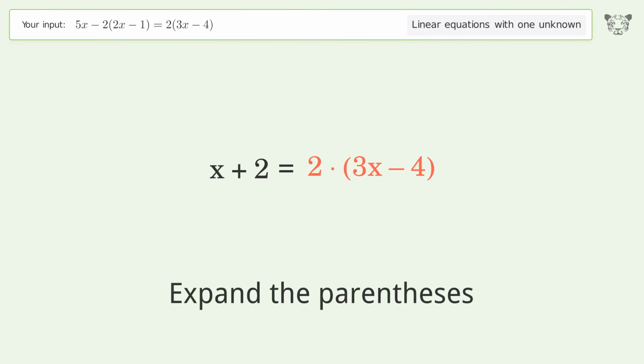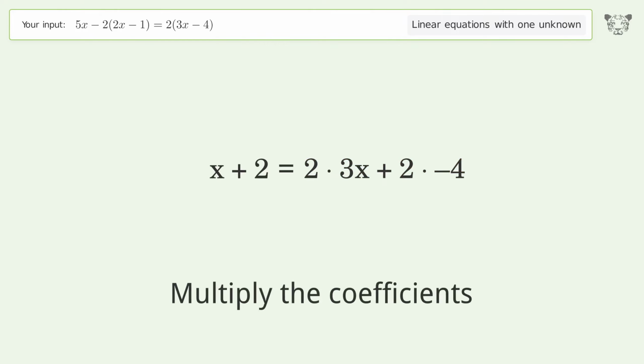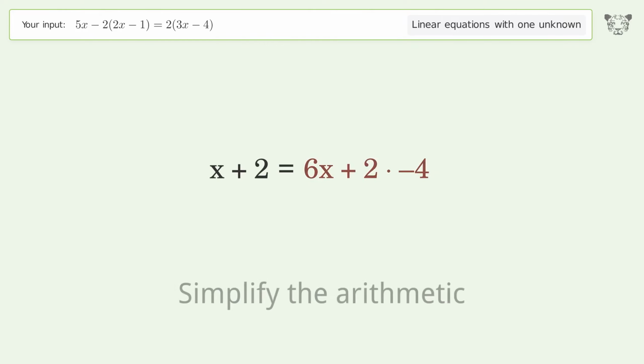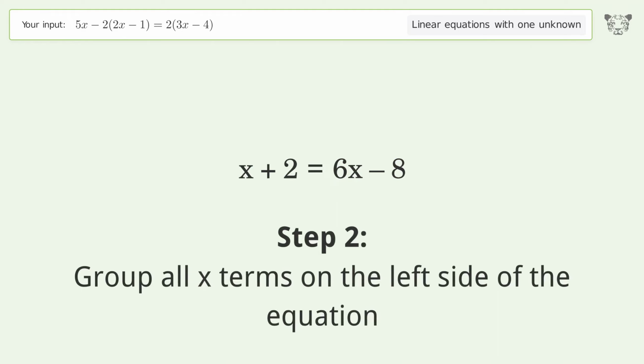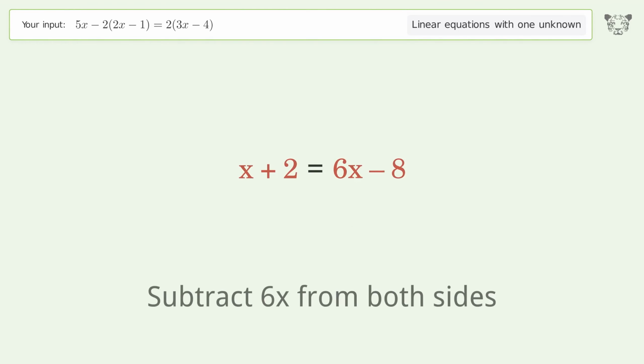Expand the parentheses. Multiply the coefficients. Simplify the arithmetic. Group all x terms on the left side of the equation. Subtract 6x from both sides.